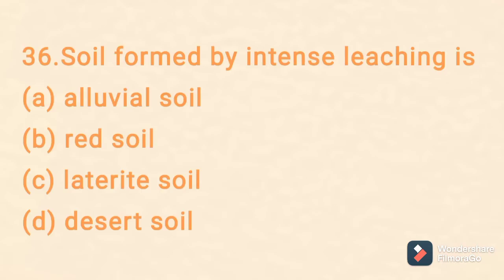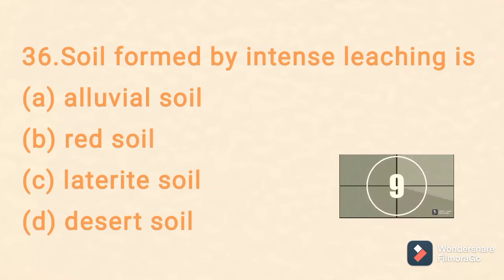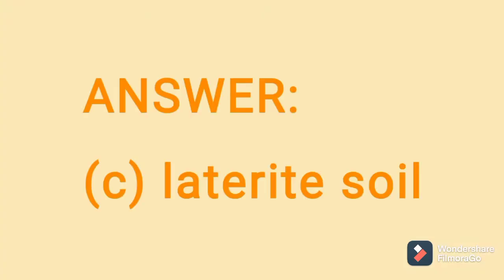36th question. Soil formed by intense leaching is option A, alluvial soil. Option B, red soil. Option C, laterite soil. Option D, desert soil. And the answer is option C, laterite soil.